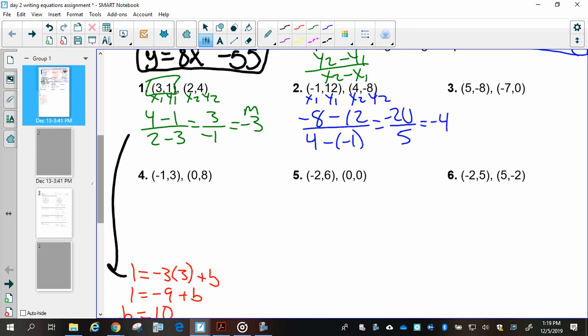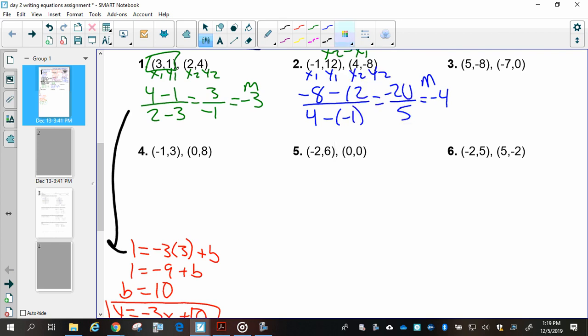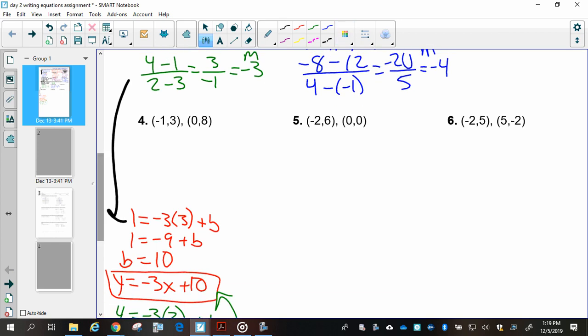So now we have our slope. We're not going to do both, but both would work. Which point do we want to use? Let's use negative 1 and 12. So for negative 1 and 12, that's going to be 12 equals negative 4 times negative 1 plus b.